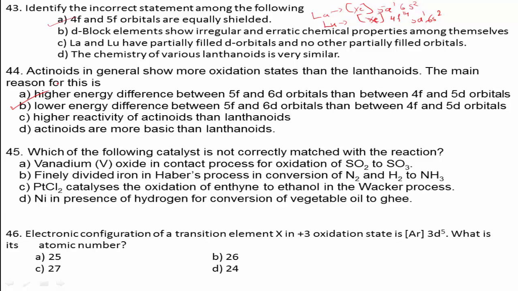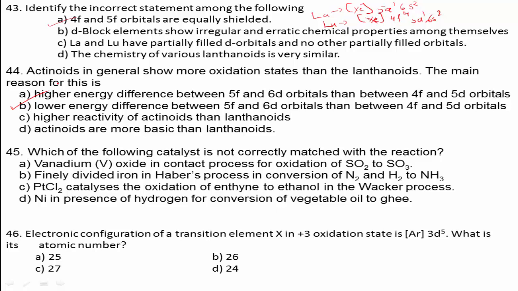Students, when you observe the options for this question, we know in the contact process vanadium pentoxide is used, therefore option A is correct. Finely divided iron in Haber's process in conversion of N2 and H2 to NH3 is also the correct statement. But come to the point of C, here they have given PtCl2 to catalyze the oxidation of ethyne to ethanol in Wacker's process.